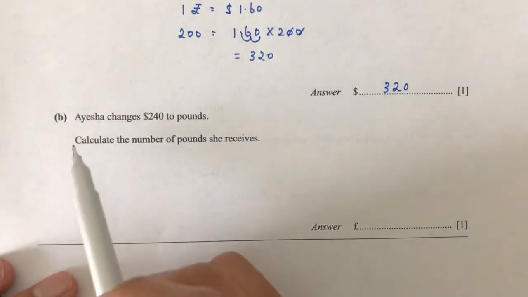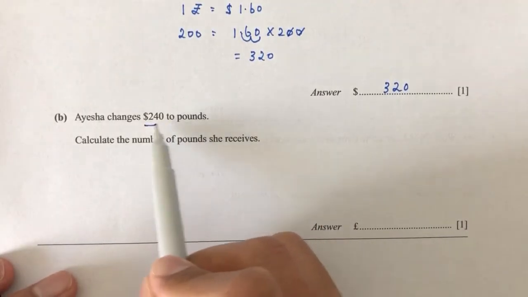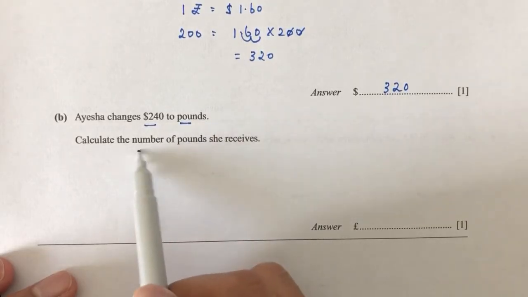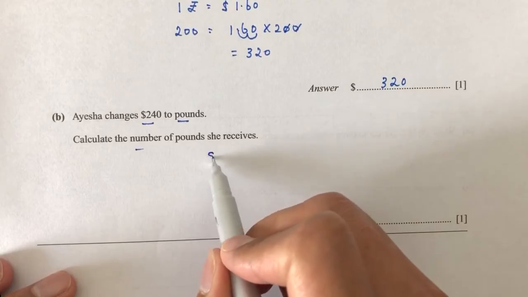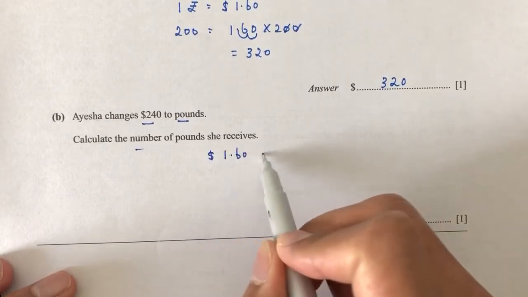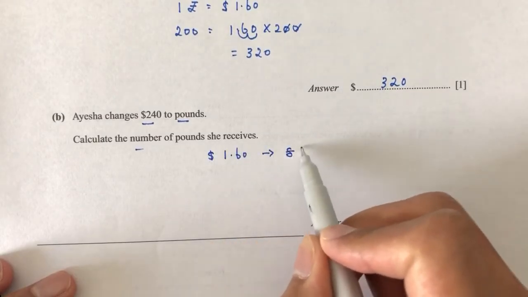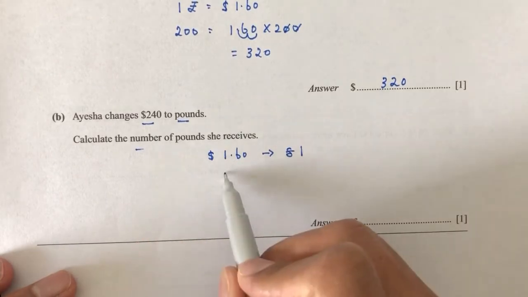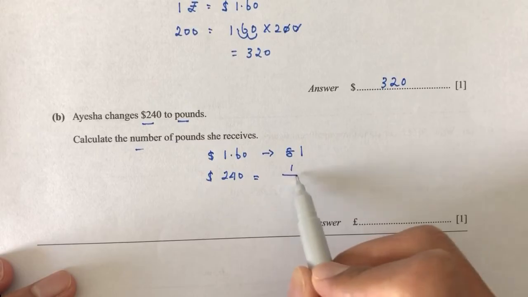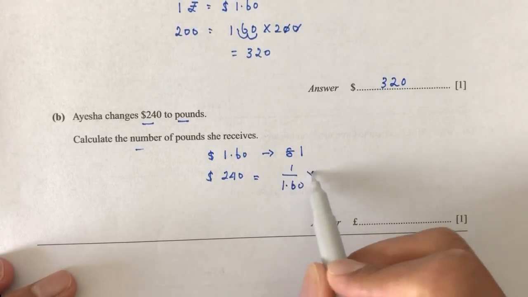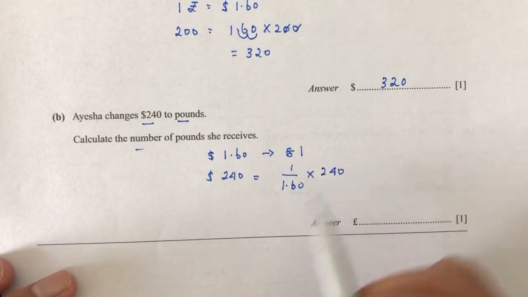Now for part B, Aisha changes $240 to pounds. How many pounds does she receive? So we know that $160 is equal to 1 pound. So to find the number of pounds from $240, that will become 1 divided by 160 times 240.